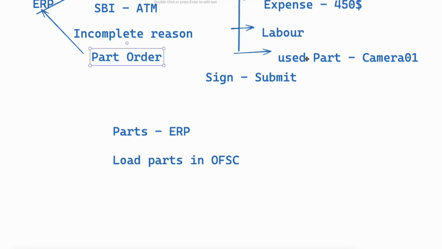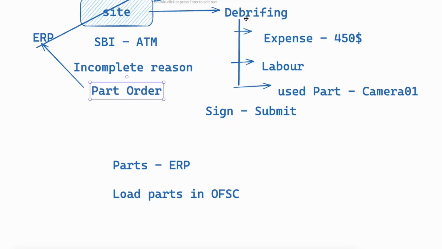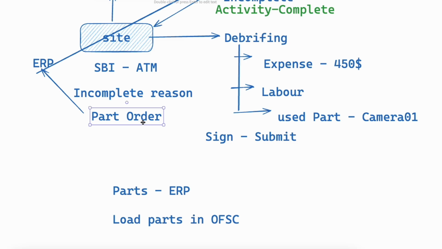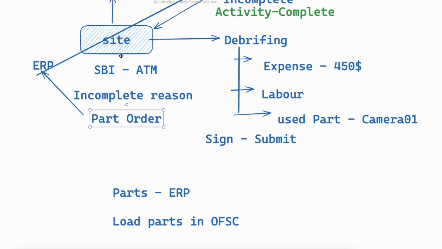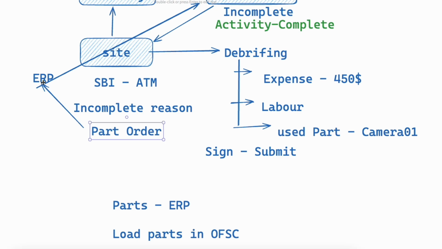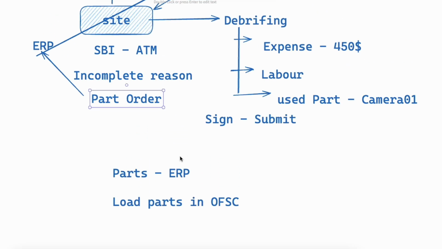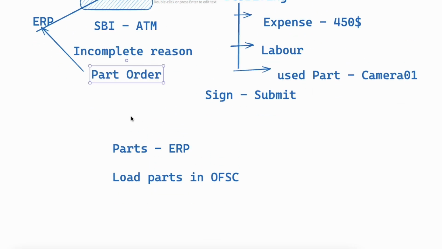So there are two plugins. One is debrief. While debriefing, he needs to add all the parts that have been used. And another is part order. So he sends the detail that I need this part because this part is not available with me. He will send this through integration and this information will go to the ERP. Then the company will courier it to the technician. Then only he would be able to fix the problem. So we need all the information of parts.